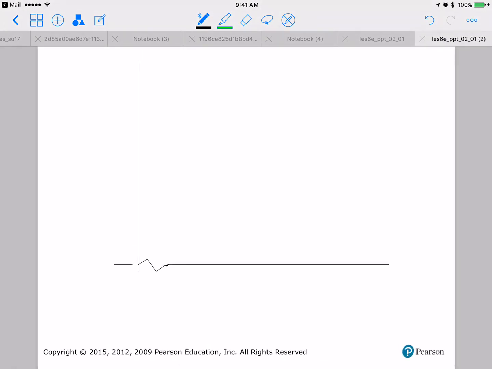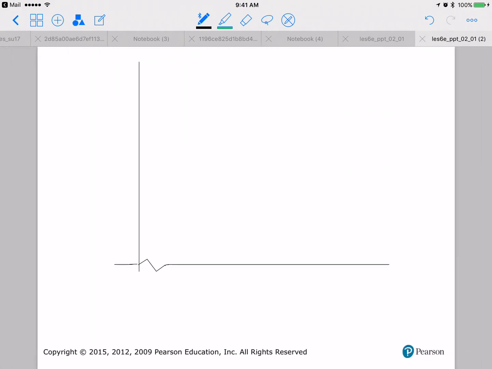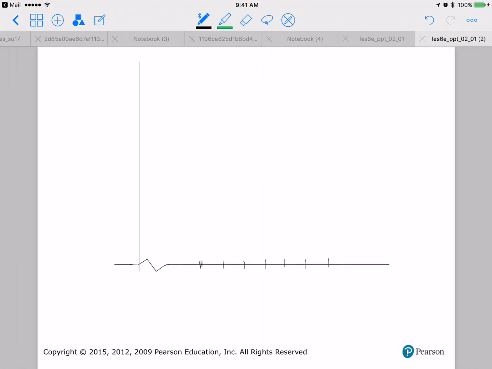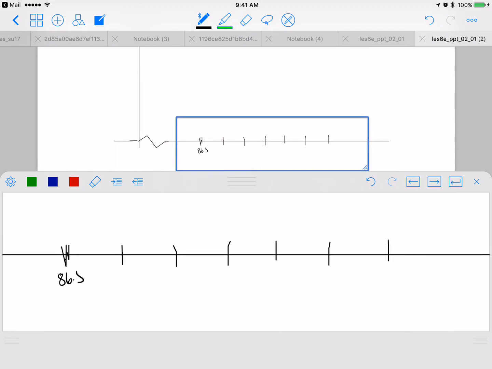All right. So I start off by plotting my midpoints. How many midpoints am I going to have? 1, 2, 3, 4, 5, 6, 7, because again, we have 7 classes. So let's go ahead and put those in. This is going to be 86.5, 142.5, 198.5, 254.5, 310.5, 366.5, 422.5.